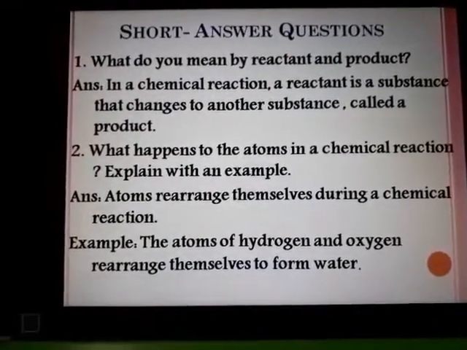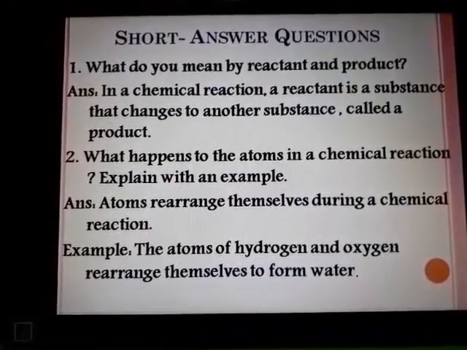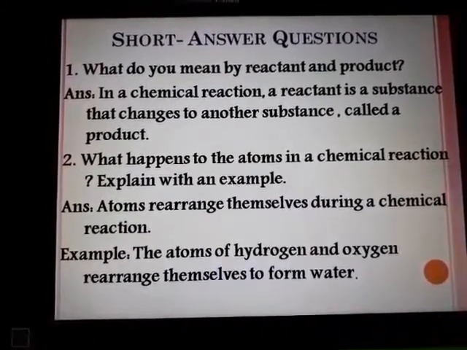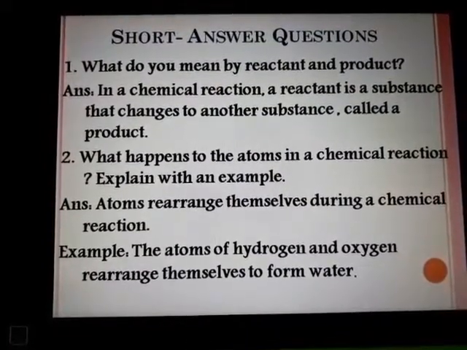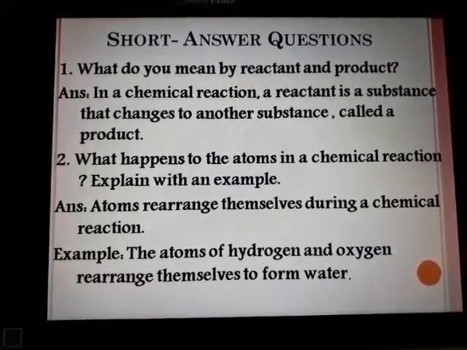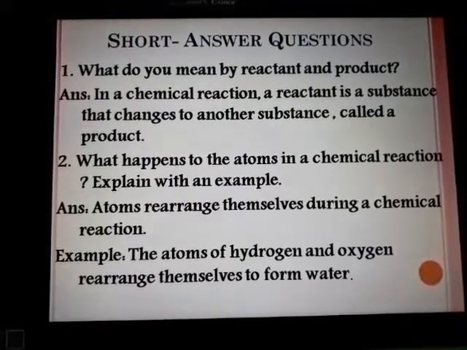Our next type is the short answer questions. Our first question is, what do you mean by reactant and product? Write down: in a chemical reaction, a reactant is a substance that changes to another substance called a product.